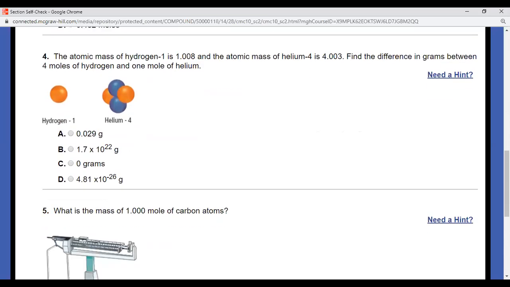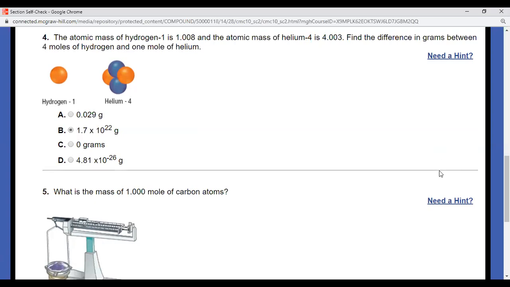Mazen, number 4. The atomic mass of hydrogen is 1.008, and the atomic mass of helium 4 is 4.003. Find the difference in grams between 4 moles of hydrogen and 1 mole of helium. Yes, I think B.